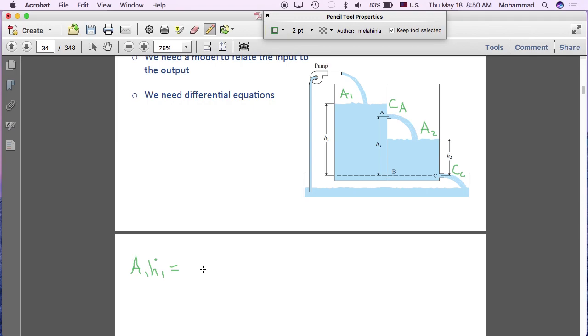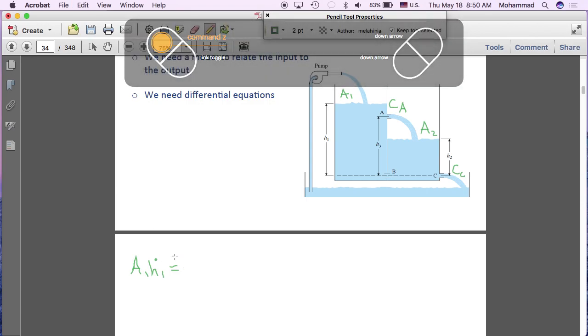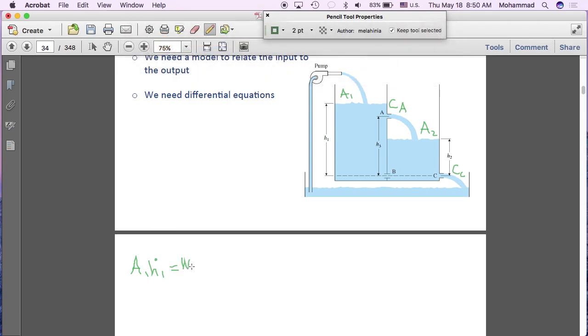What is the flow coming in? Which is what comes through the pump. So let's call it Wn, recognizing that's the flow of the pump. So we can go here and call this W in. That's what we call W in. Okay, so what goes out?